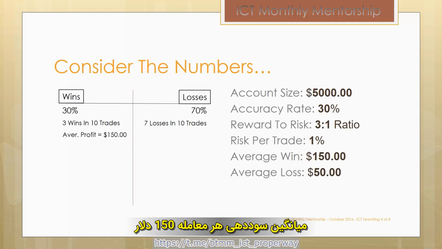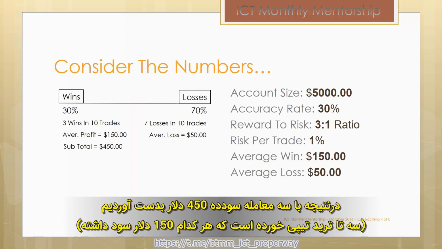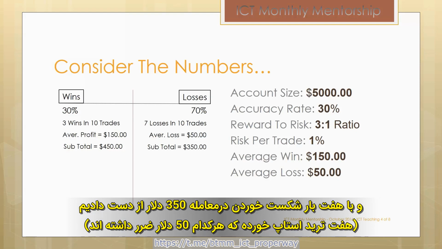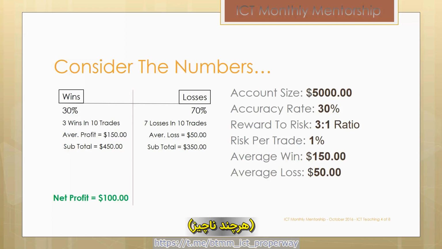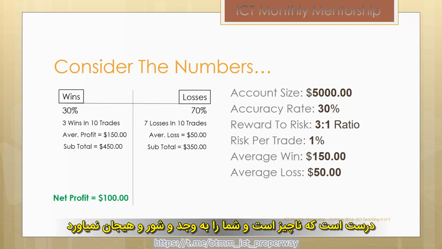The average profit, again, is $150, and the average loss, again, is $50. The subtotal for the 3 wins at an average profit of $150 would bring us to a $450 winning basis on the 3 trades out of 10 that were winners. And the subtotal for the losses would equate to $350, or 7 times $50 of an average loss. Even in this low accuracy rate with a multiple of 3 to 1, you still can marginally eke out a net positive profit. It's not much, and to look at that, it doesn't seem like anyone would be terribly excited about that.